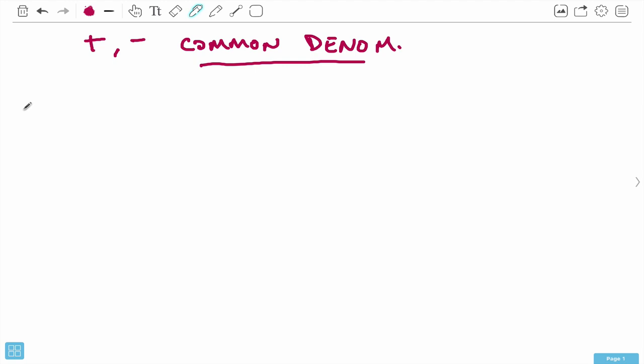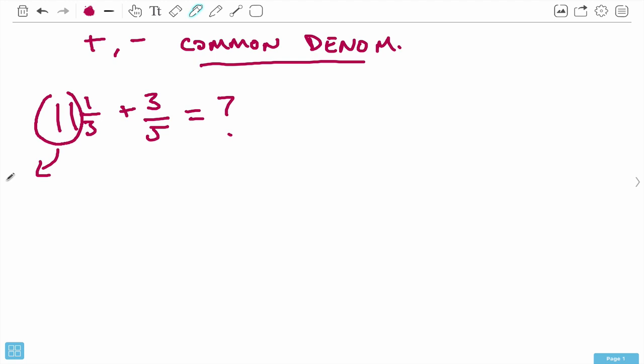So question number two on your sheet is 11 and 1/3 plus 3/5 equals what? So again, like with the last one, remember, this is the whole number over here. We can take this whole number and pull it out so we can just work with the fractions. So we'll leave 11 over here. Then we'll bring 1/3 down here plus 3/5. Now remember our rule, we're adding these fractions, so we must have a common denominator.